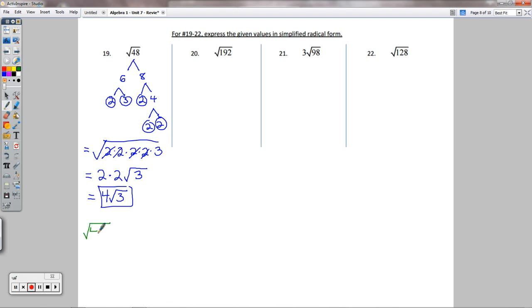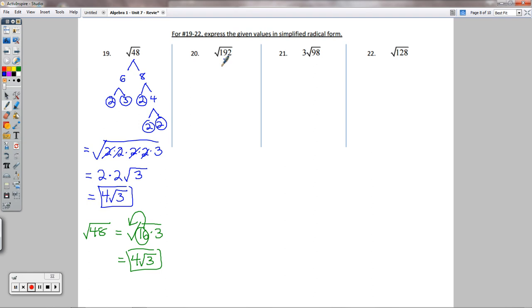The shorter way, if you realize it, you look for the greatest perfect square that's a factor of that. 16 is the greatest perfect square that's a factor of 48. Then that means you can take the square root of 16, take it out. It's a 4. So you get the same answer that way. Just takes you a little less time.